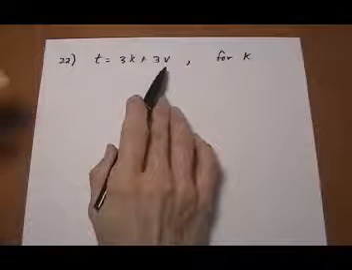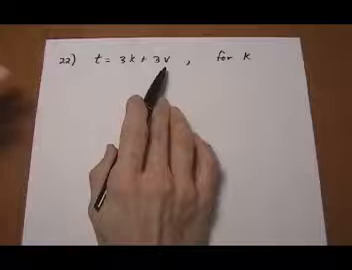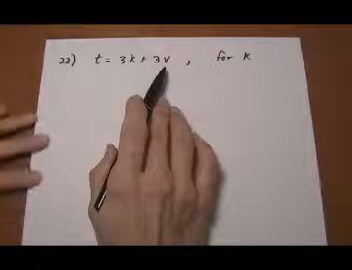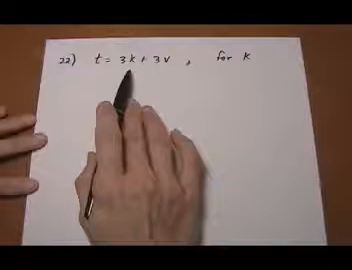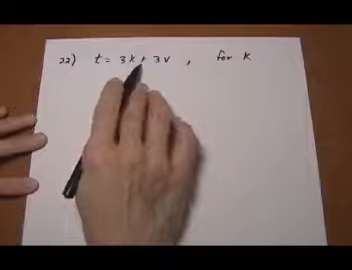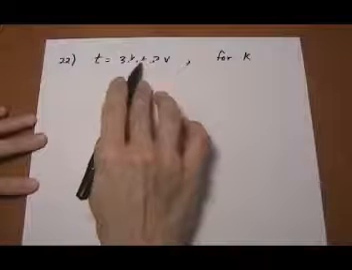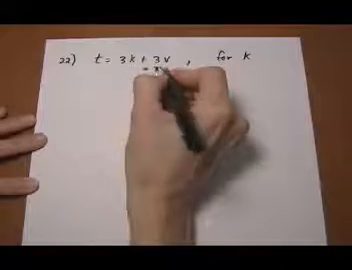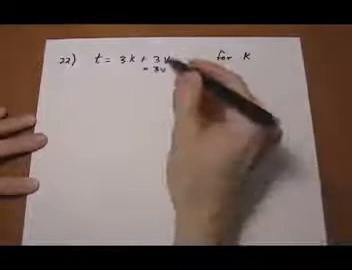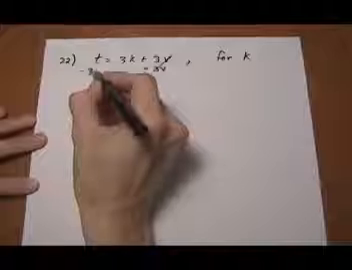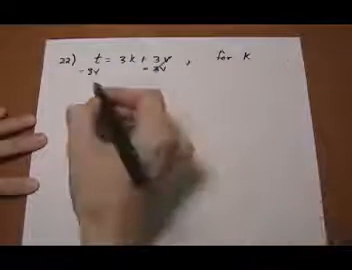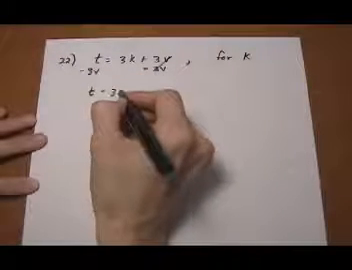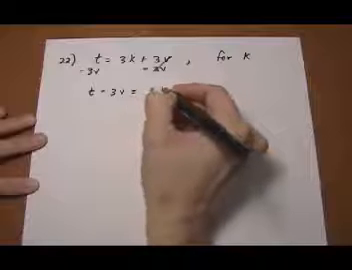Just like regular solving linear equations, always start with the adding and subtracting first, and then move to the multiplying and dividing. So the first thing we want to do is the opposite operation of the addition here. We want to subtract the 3V. That's going to make it cancel out on the right side. Balance it out on the left. So we have T take away 3V equals 3K.